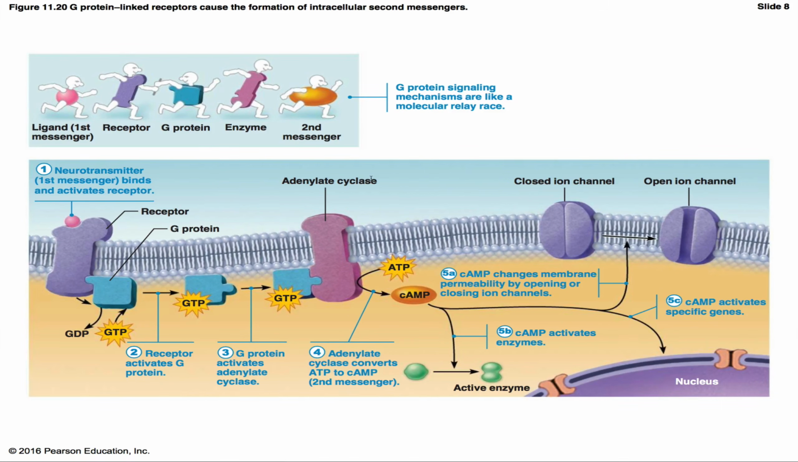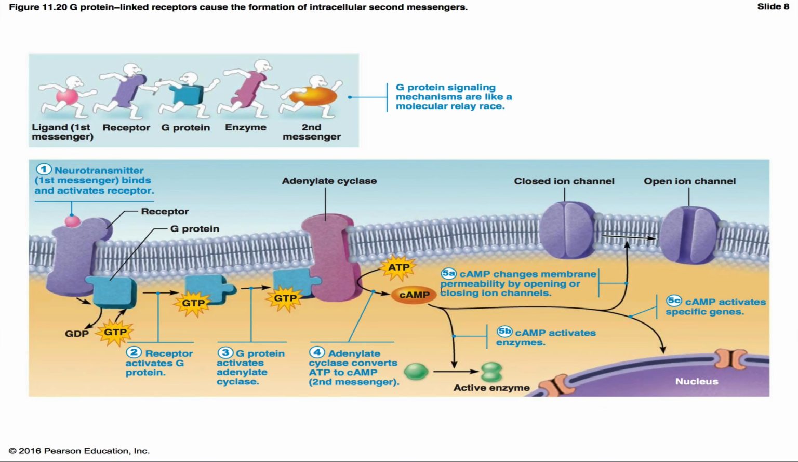So this is an enzyme, okay, as you can see when you look at the name, ASE. So anything that ends in ASE is an enzyme. So the adenylate cyclase is going to take ATP and convert it into cyclic AMP. Now cyclic AMP is what's called the second messenger, and this cyclic AMP will do one of three things.